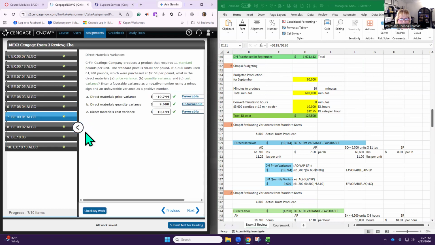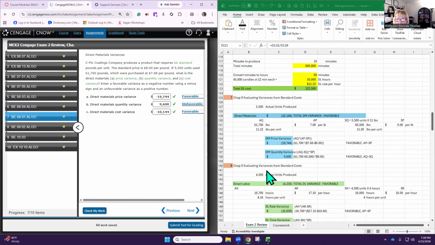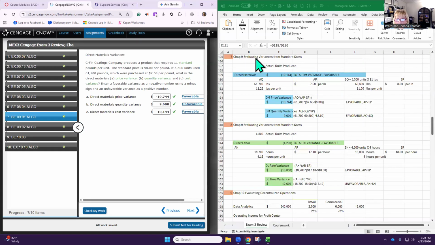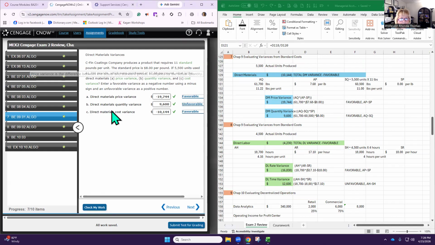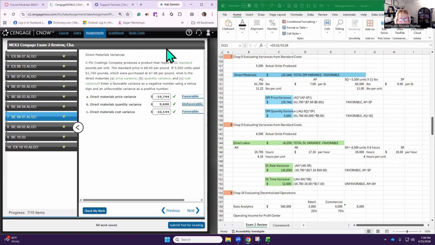On to 9. Okay, 9 is our variance chapter, our evaluating variances from standard costs. And once again, before you get started, it's a good idea to put down how many actual units were produced. Okay, so in this case, and they'll throw all this information at you, where you have to figure out what to do.